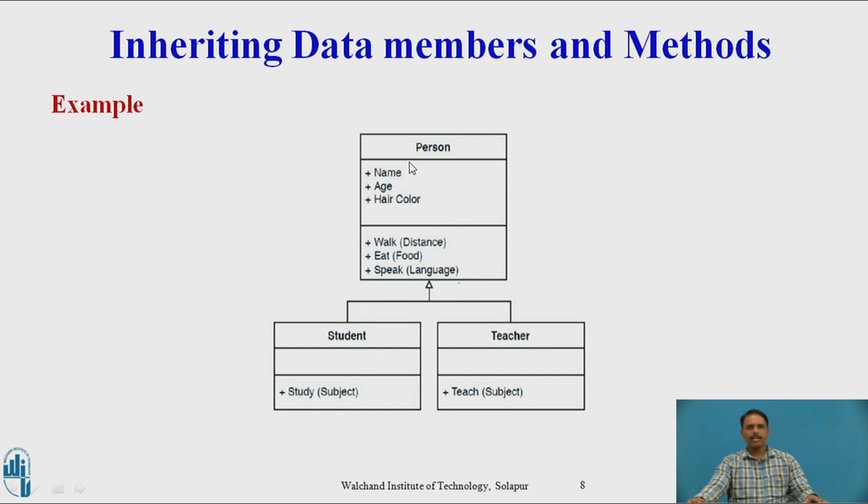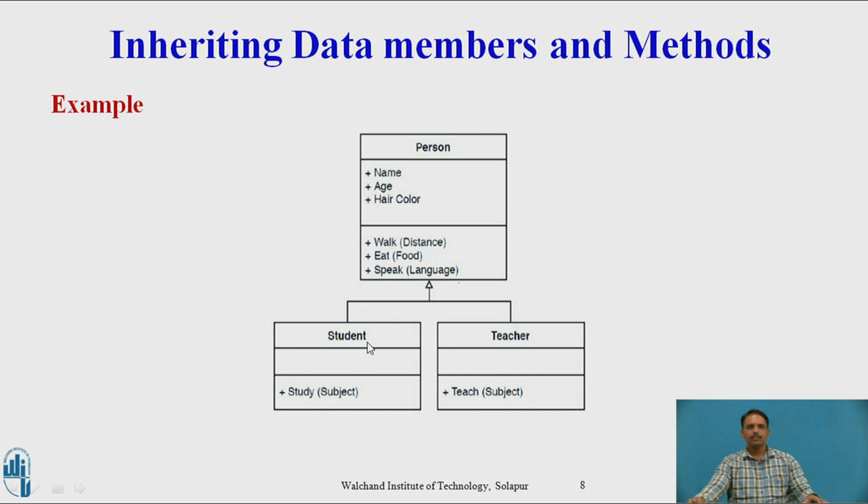So person class acts as a base class or parent class for student and teacher class. Here person class has some attributes like name, age and hair color. It has some behaviors, which are also called methods, like walk, eat and speak. So these are the attributes and the behaviors of person class, which is acting as a parent class for student and teacher.